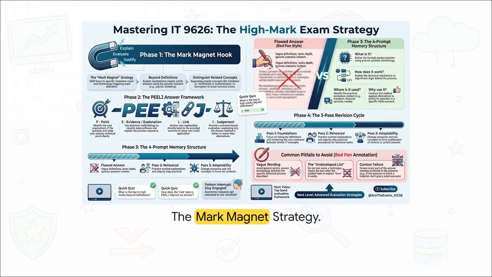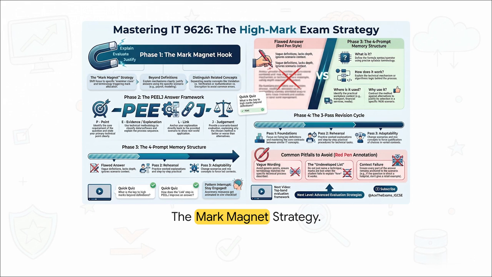And this whole approach leads us straight into what is known as the mark magnet strategy. When you shift your focus to specific examiner clues, like those big command words explain, evaluate, or justify, and you link your explanation directly back to real-world applications like a payroll system or a spreadsheet model, your answer acts as a literal magnet for top marks. You're not just listing undeveloped points anymore.